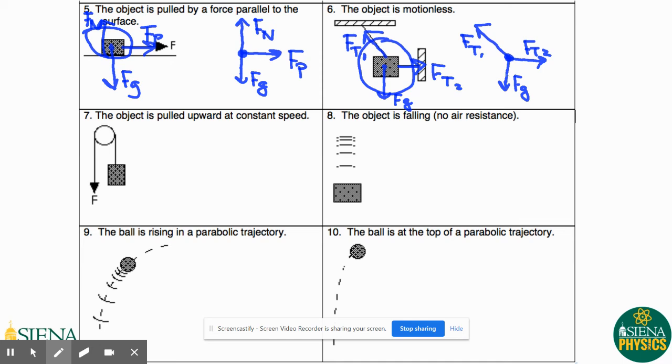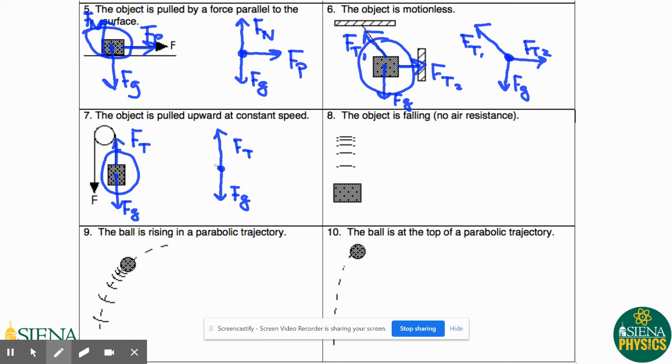Okay, in this example, my object is pulled upward at a constant speed. So that's my object. I have the force of tension, and I have the force of gravity. So now I've got my free body diagram. I have the force of tension, which is up, and I have the force of gravity, which is down. And these vectors should be equal because the object is being pulled upward at a constant speed. So since it's not speeding up or slowing down, my y vectors are equal and opposite.